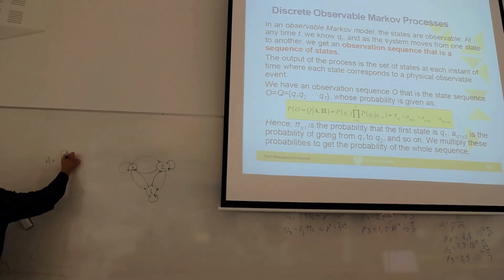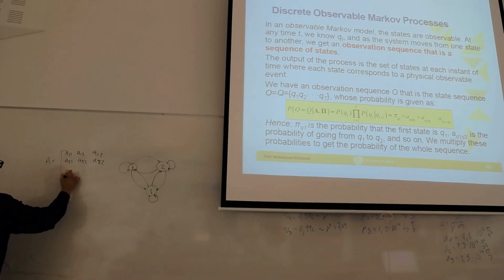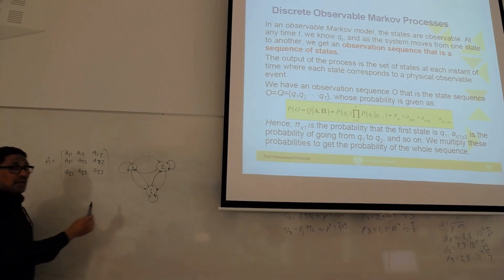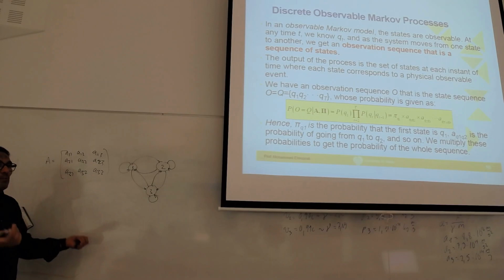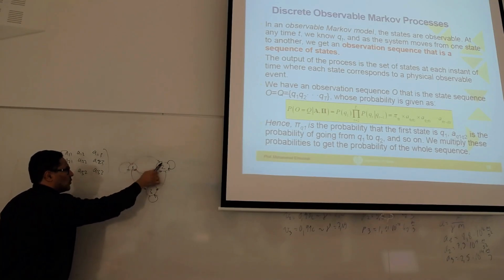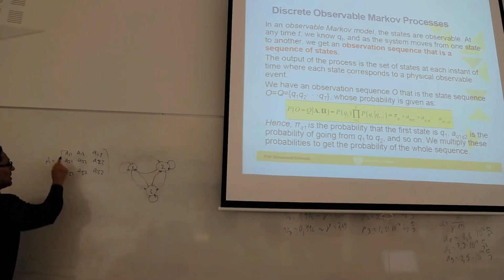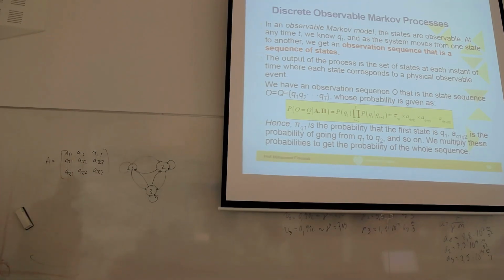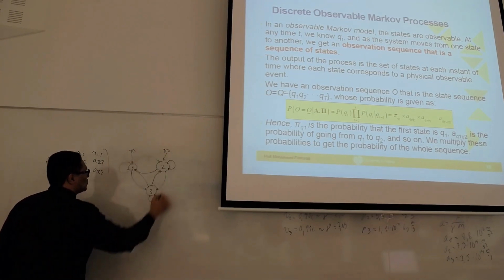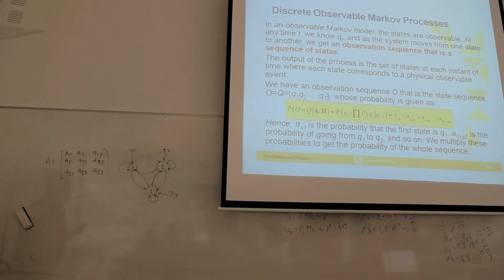Matrix A gives A11, A12, A13, A21, A22, A23, and A31, A32, A33. The summation of each row must be 1, because if you are in state 1, next time you have to move somewhere, either to the same state, A11, or from 1 to 2, then it is A12, or from 1 to 3, then A13. So the summation of each row must be 1. And also we start with certain probability. So we can start with state 1 with pi 1, state 2 with pi 2, and state 3 with pi 3.